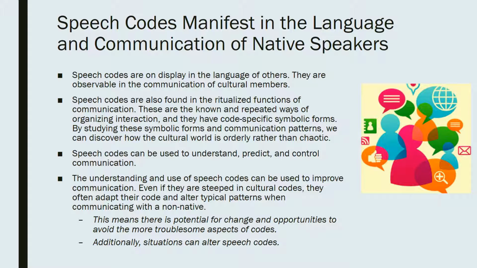Speech codes are on display in the language of others. They are observable in the communication of cultural members. Speech codes are also found in the ritualized functions of communication. These are the known and repeated ways of organizing interaction, and they have code-specific symbolic forms. By studying these symbolic forms and communication patterns, we can discover how the cultural world is orderly rather than chaotic. Speech codes can be used to understand, predict, and control communication.